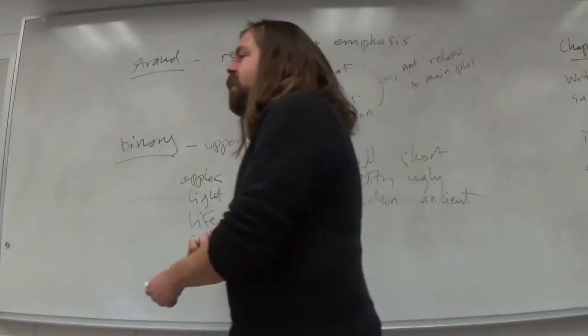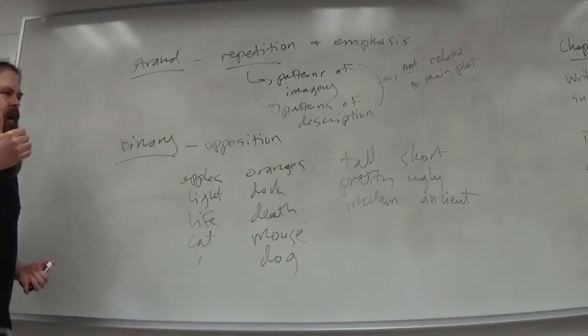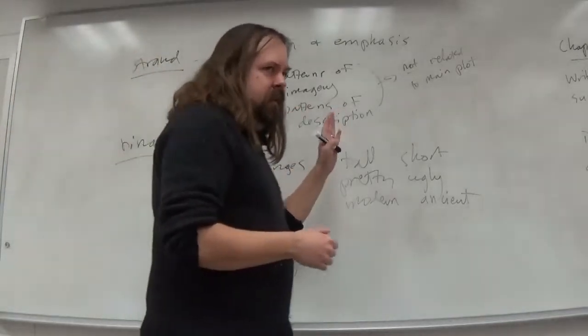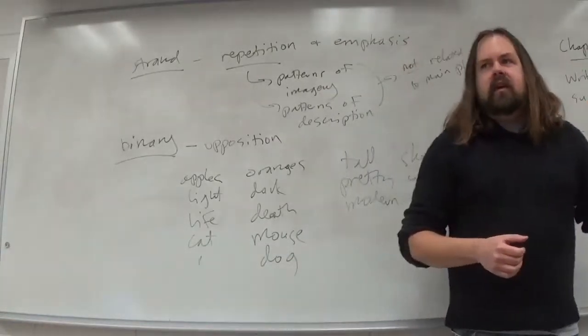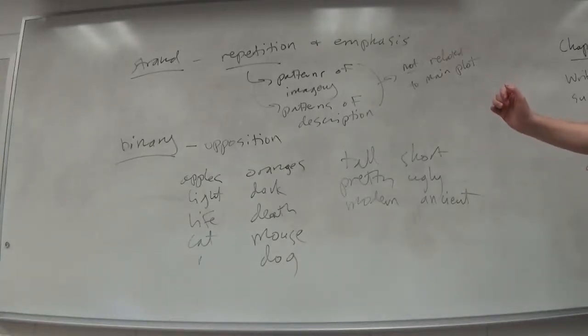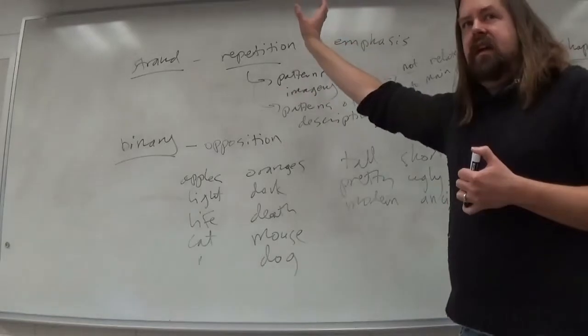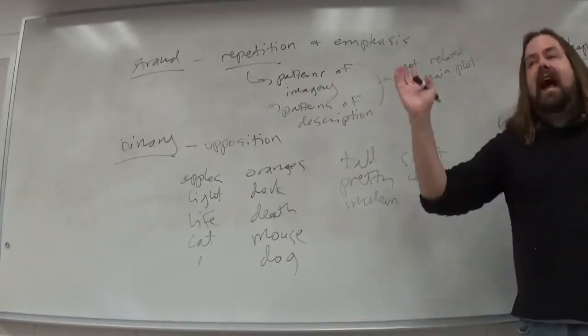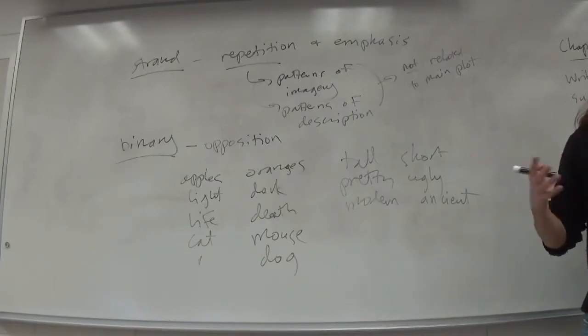So when you locate a binary like this in a text, then you need to try to figure out which side of the binary the text aligns itself with, right? Which side is it? It's going to value one over the other. It may also try, as Swift does here, to collapse that binary. It may also try to break the binary apart and actually try to combine the two things.